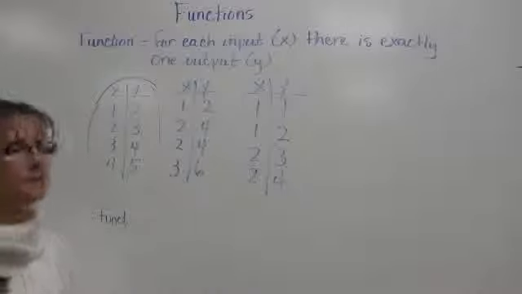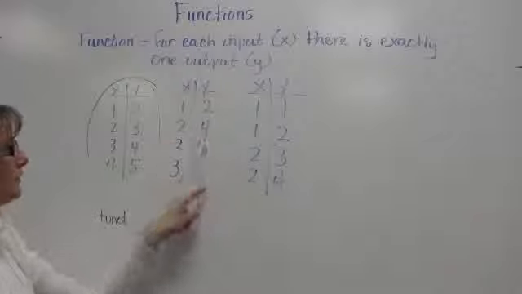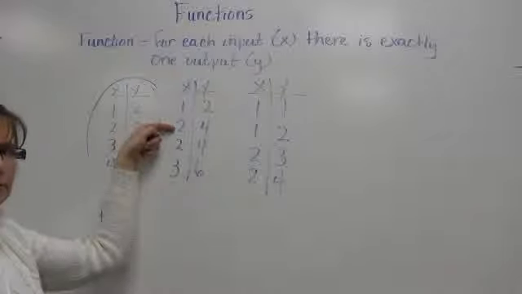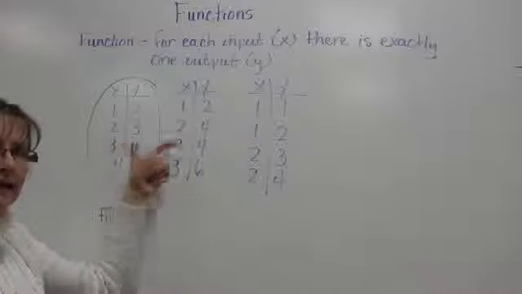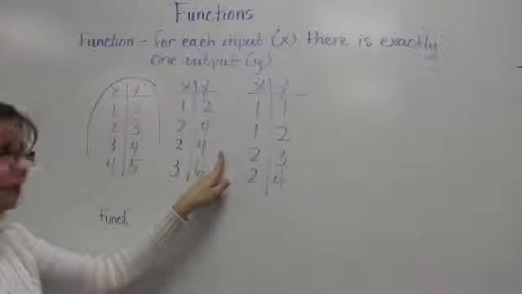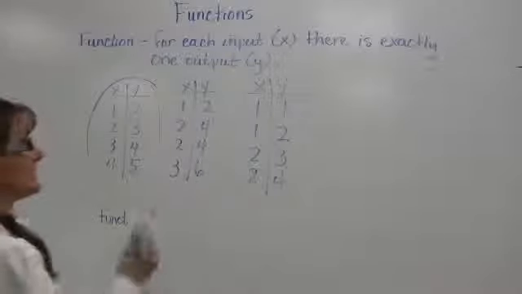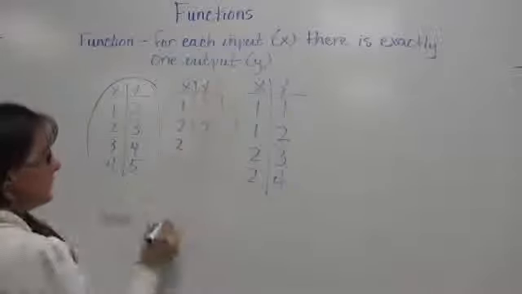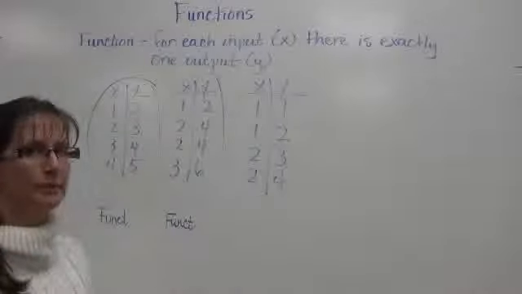So let's look at the next table. When I put in a 1, I only get out a 2. When I put in a 2, I get out a 4. Well, when I put the 2 in again, I still get a 4. And when I put the 3 in, I get a 6. This one is also a function because for each input, there's exactly one output.